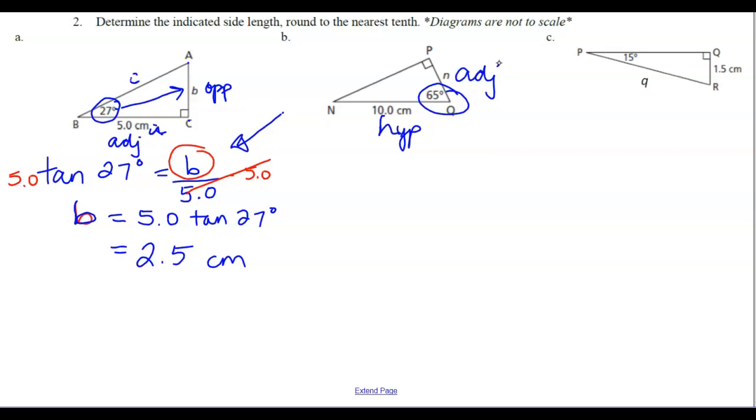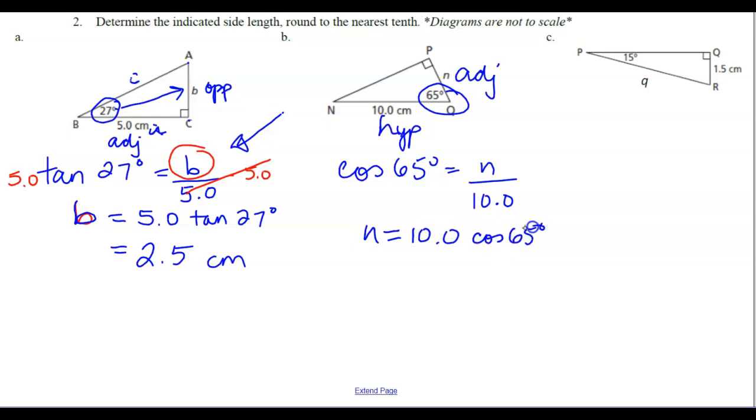So adjacent and hypotenuse, that's cosine. So cos of 65 degrees is the adjacent, which is n, over 10.0. And again, you don't have to put the 0.0 really, because it's the same as 10 when you calculate it. So unknowns in the numerator, n is going to be 10 cos 65. And enter that in your calculator.